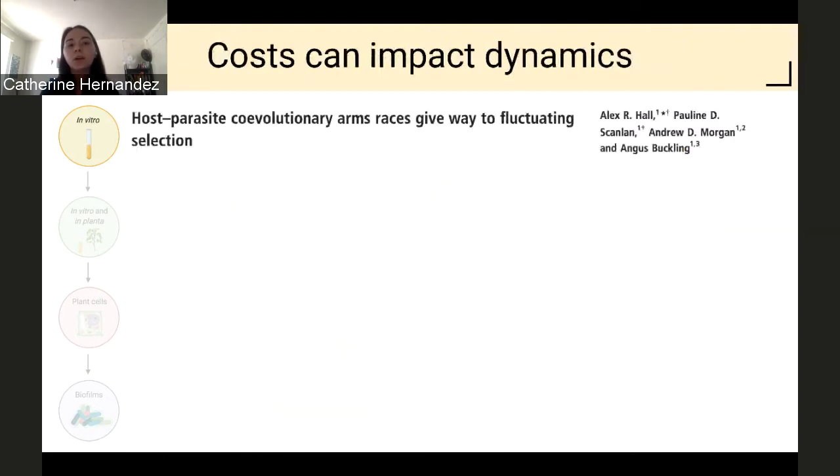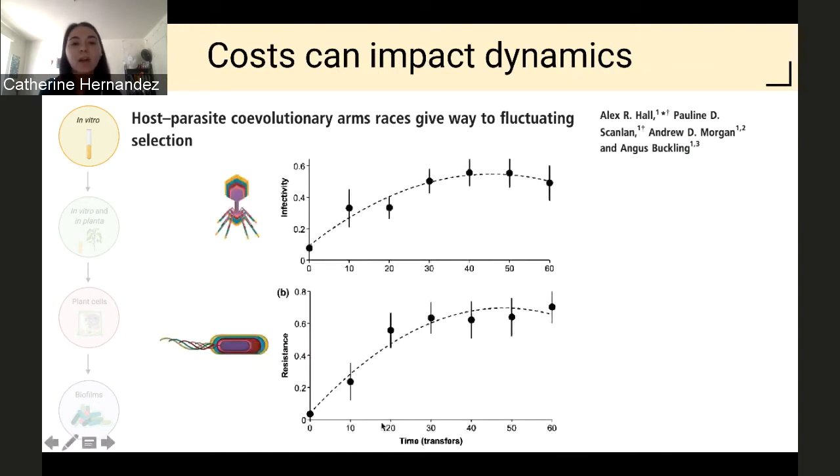So a lot of these host-parasite coevolution experiments with bacteria and phage are relatively short still, but this paper was really cool because they looked at how the coevolutionary dynamics changed over time in a longer-term bacteriophage coevolution experiment. And so this is time on the x-axis, and on the top panel we have infectivity of the phages, bottom is resistance of the bacteria, and what they found was that initially there's an increase in the range of infectivity and resistance, so it looks like an arms race, but eventually it plateaus and looks more like fluctuating selection dynamics, and that was due to costs of increasing range beyond that point.